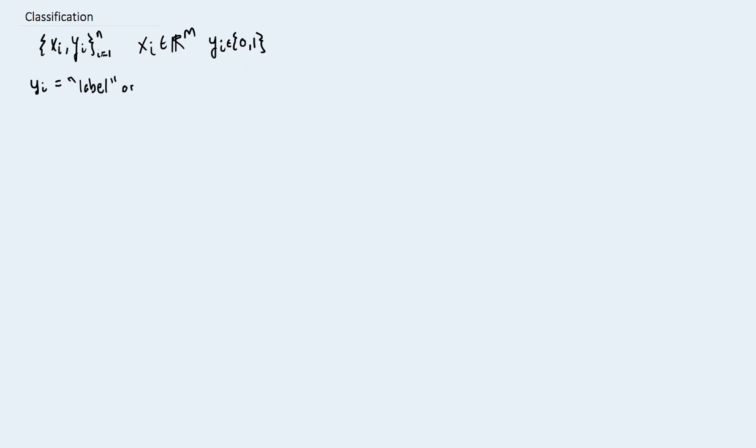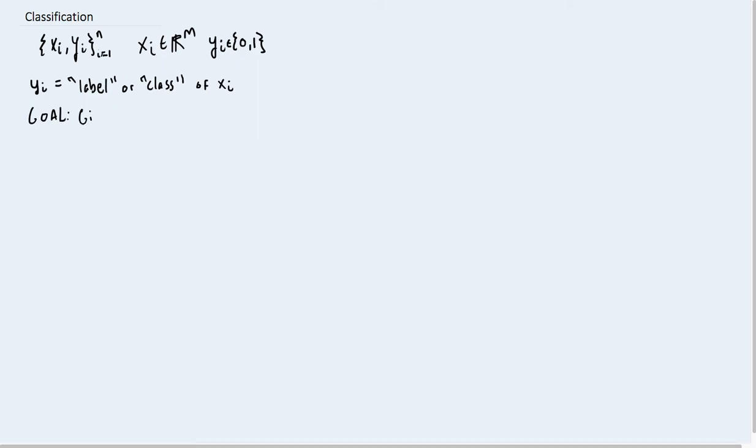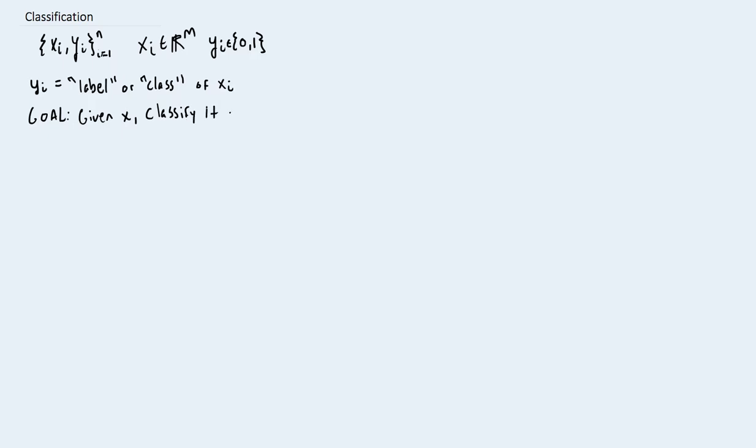or sometimes we also call yi the class of x. Each data point x is associated with a class. And so our goal for classification is, given some new x, classify it as either a 1 or a 0.